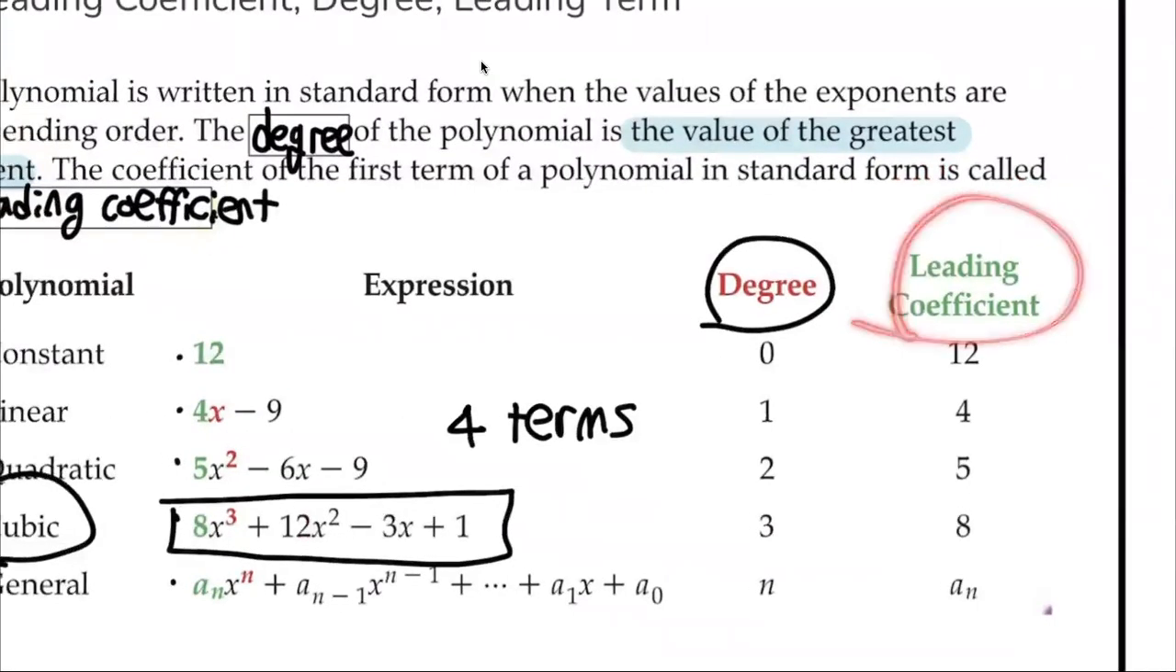Leading coefficient is basically the coefficient attached to the variable that has the greatest degree or the greatest exponent. So for this example, 8 is attached to x to the power of 3. That's why the leading coefficient is 8. 12 can never be a leading coefficient for this example because the exponent of the second term is less than the exponent of the first term. Okay. Hope that makes sense.